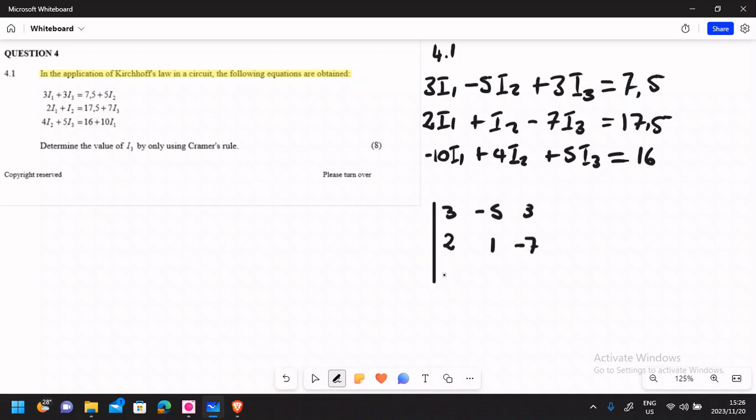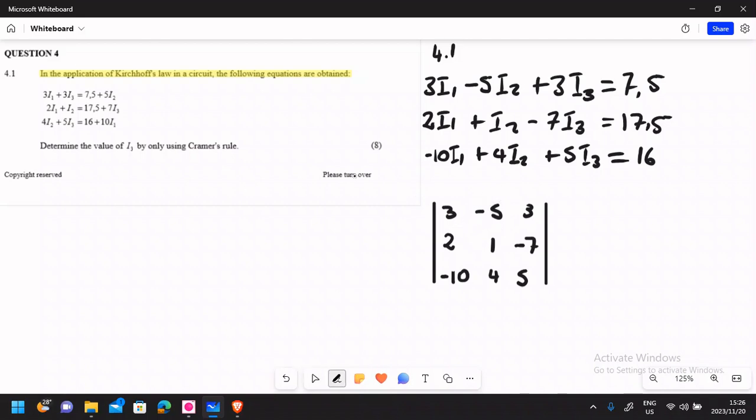The last equation, the coefficient here is going to be negative 10, by the way. The coefficient for I2 is going to be 4. And then the coefficient for I3 here is going to be 5. So we are fine. We leave it like this. Okay? So this is fine. So when it's like this now, we are able to work with this.